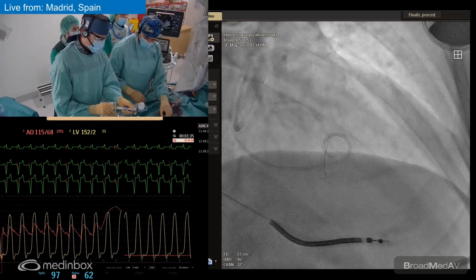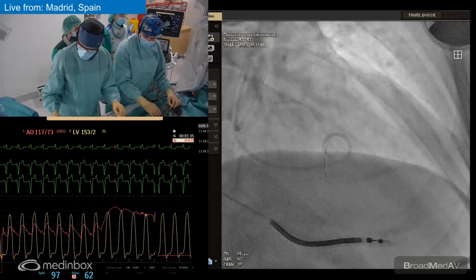Up to 18, more or less. Check that the wire is trapped. And let's go with the balloon.